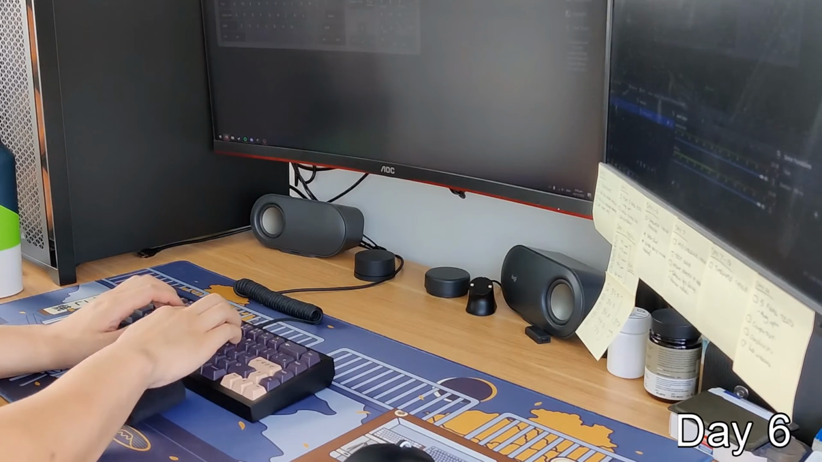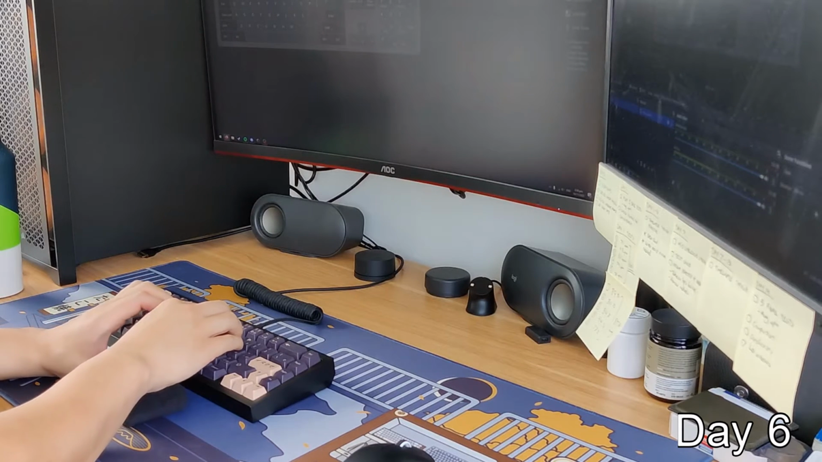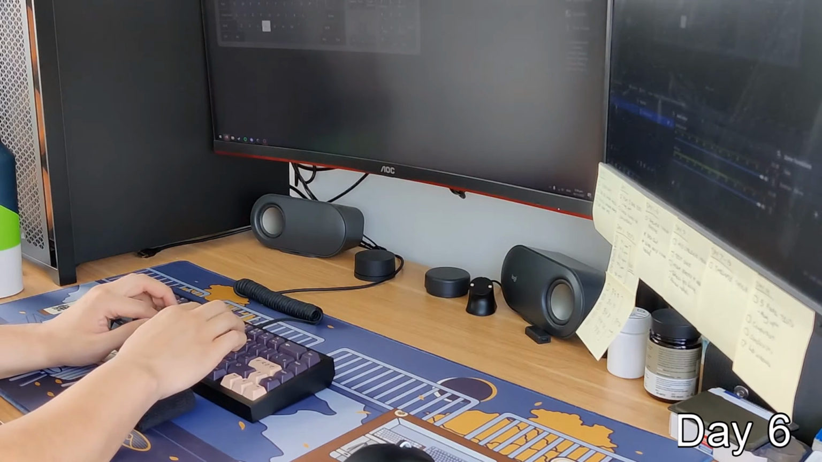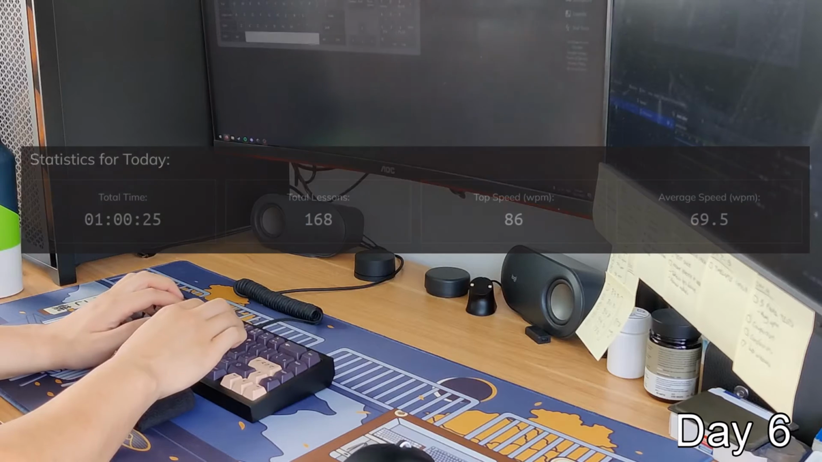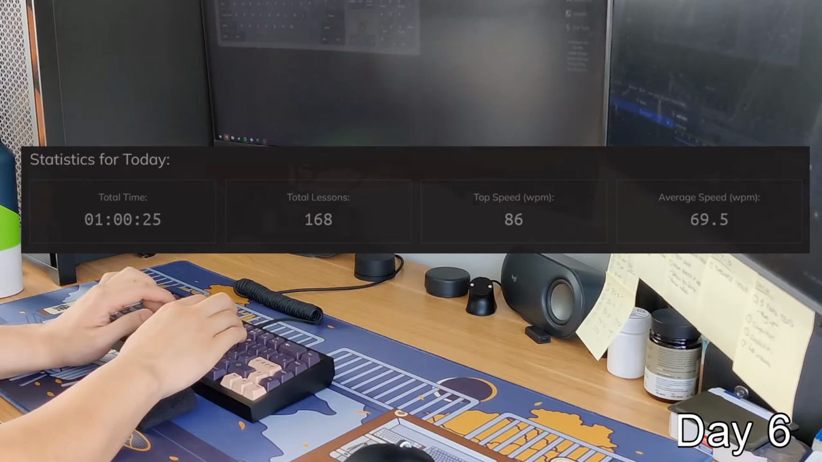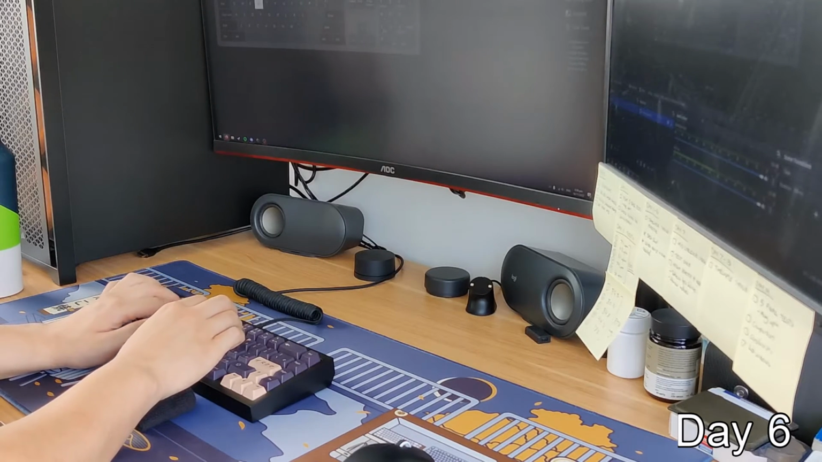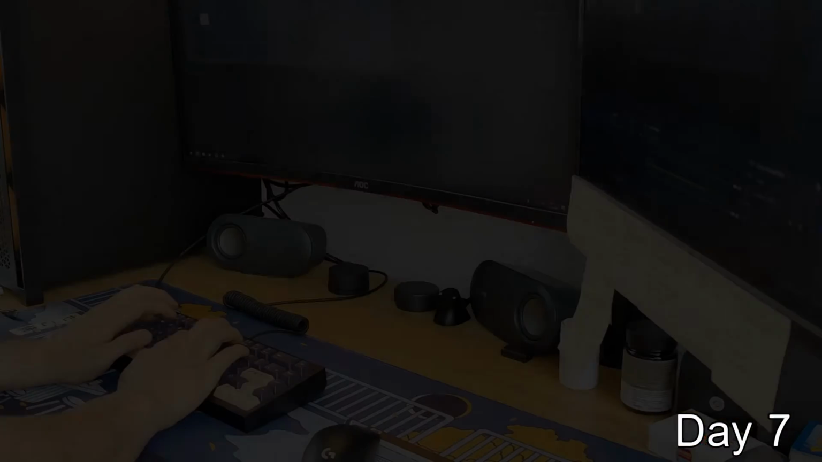The next 4 days were a bag of mixed results. I went up and down, but couldn't break 70. The closest I got was on day 6, with an average of 69.5. To keep my morale up, I really needed to end day 7 with an average above 70.